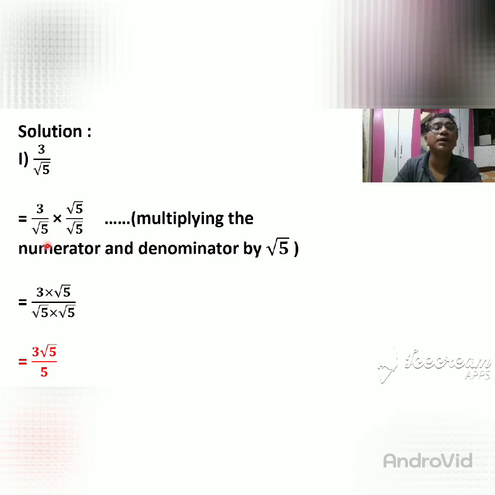So 3/√5 into √5 over √5: the numerator is 3√5. So you are getting 3√5. Root 5 into root 5, what do you get? Root 5 into root 5, you get 5. So you get the answer 3√5/5.